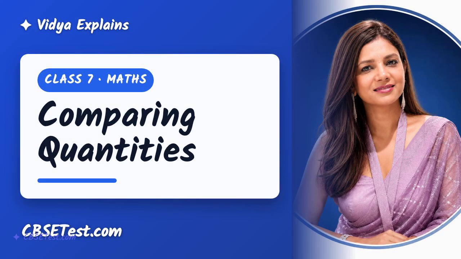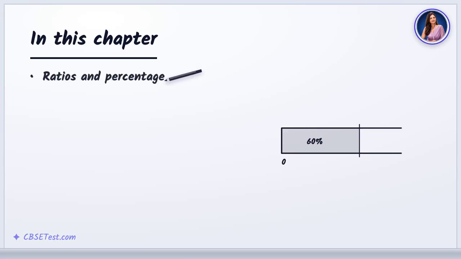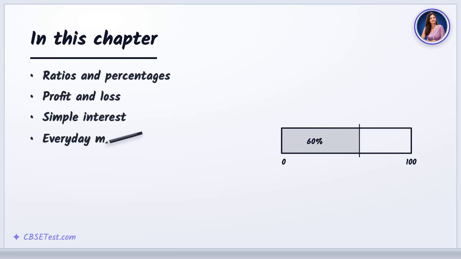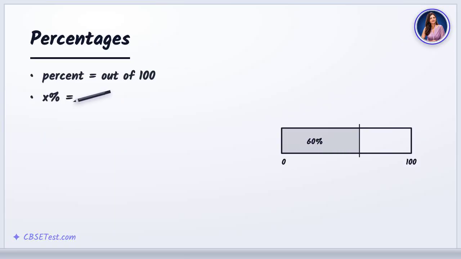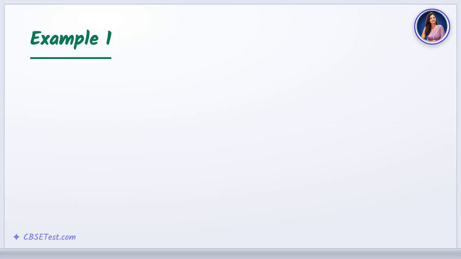Let's learn comparing quantities together, step by step. We compare quantities using ratios and percentages, then apply them to real money problems. Profit, loss, and simple interest. Percent means out of 100. To find a percentage of an amount, write the percent as a fraction over 100 and multiply.